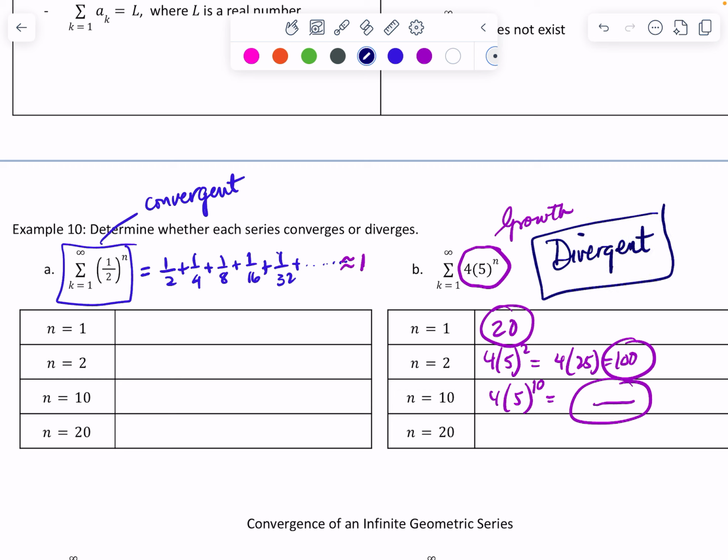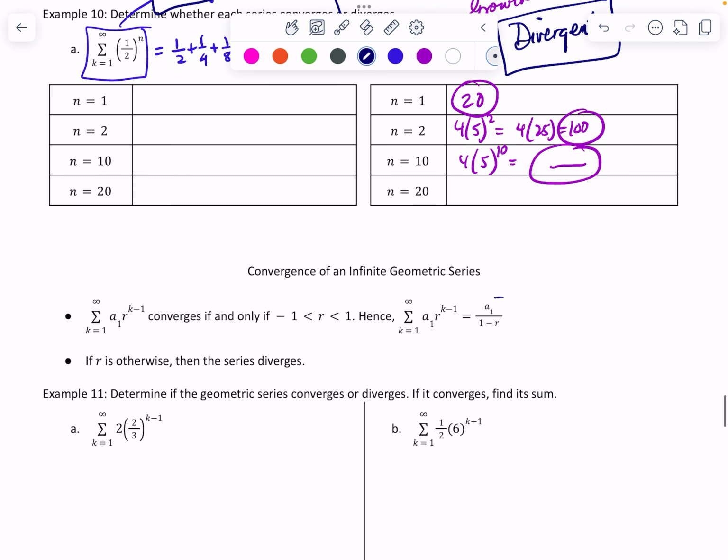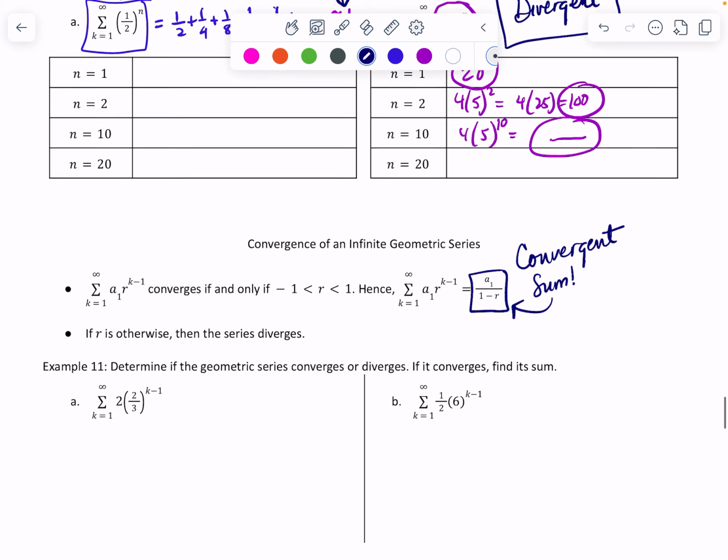So we cannot really find the sum. But with convergent series, we can actually find the sum, and the formula for that is this right here. One more time, if a series is convergent, then we can find its sum using this formula. If a series is divergent, we're not going to find its sum.